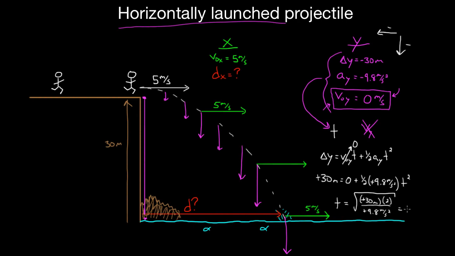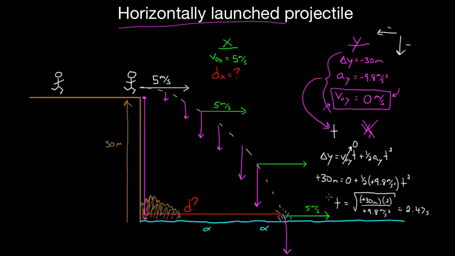So if you solve this, you get that the time it took is 2.47 seconds. It's actually a long time. It might seem like you're falling for a long time sometimes when you're jumping off of a table or a trampoline, but that's usually a fraction of a second. This is actually a long time. 2.5 seconds of free fall is a long time.